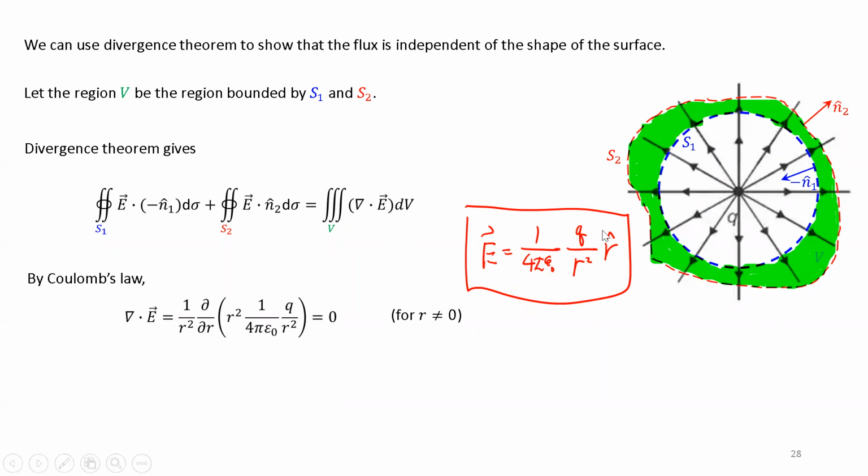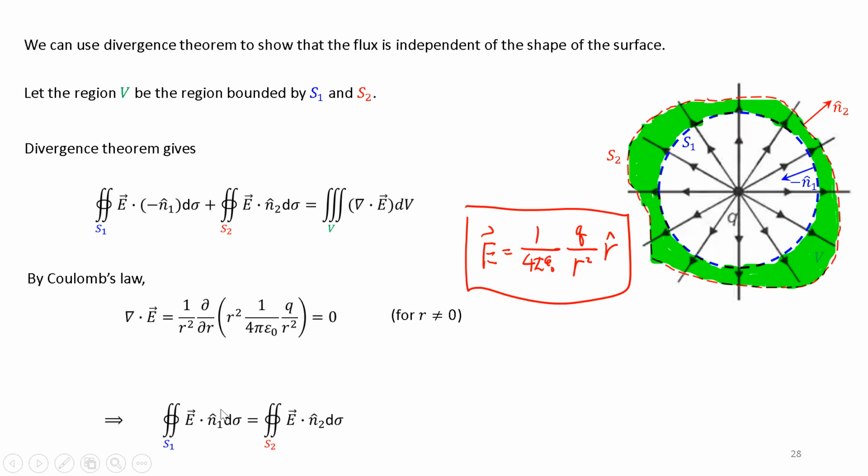So this volume integral, well, that's the nice thing, is not including the origin. That's why we are safe. We can simply say that the divergence of E is 0. So then the right hand side is 0, and that means this term plus this term is 0.